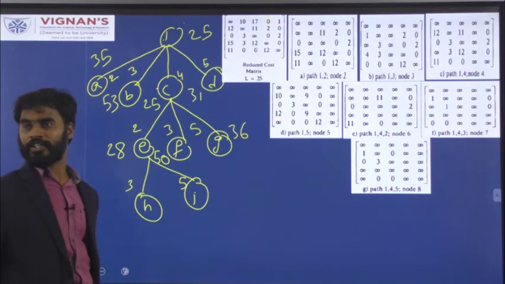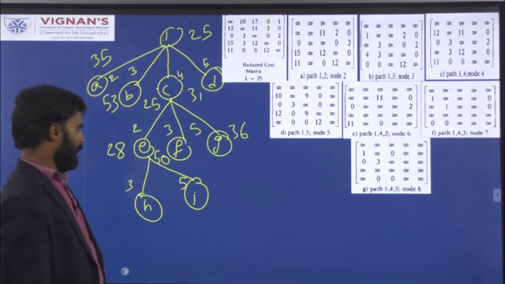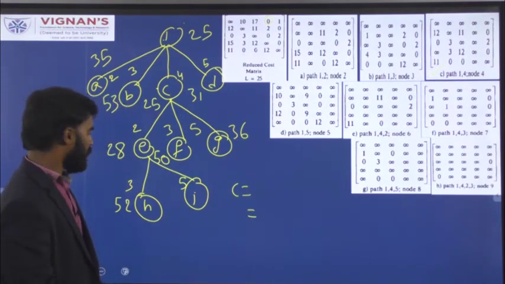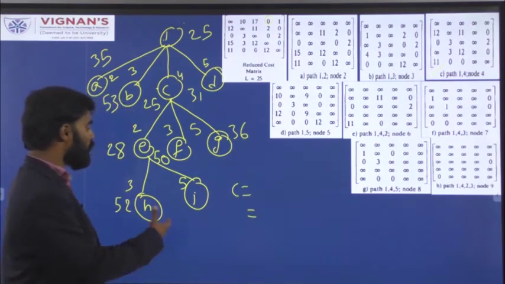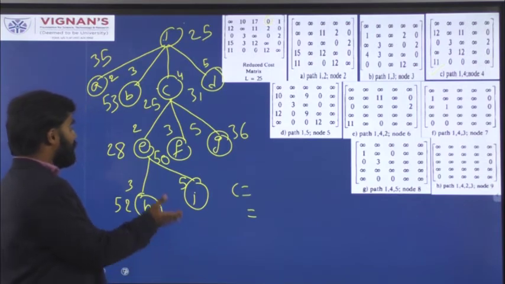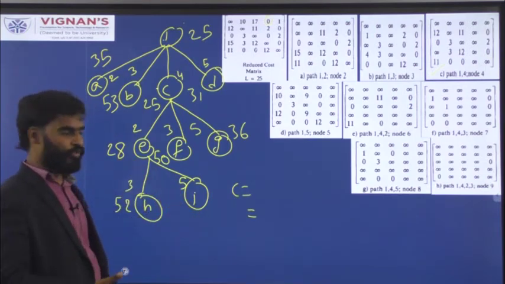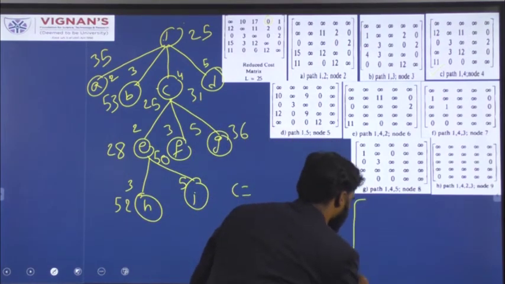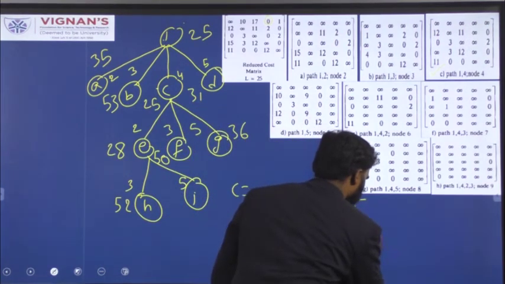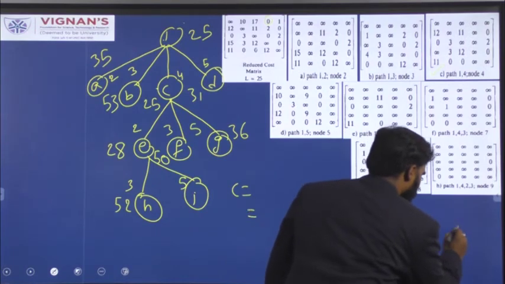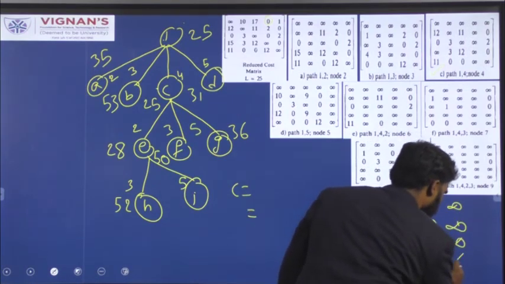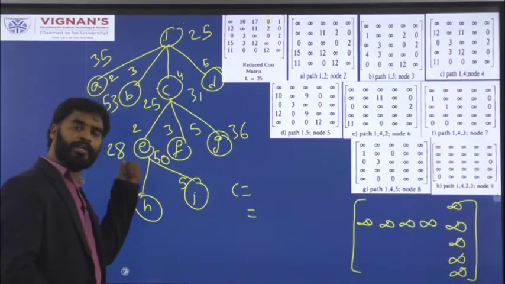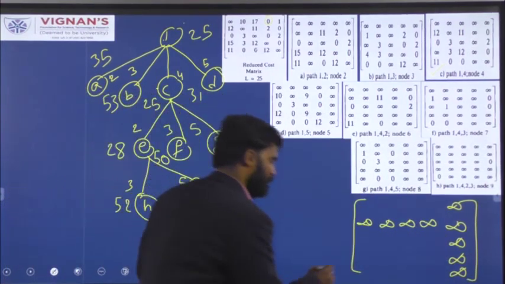Now let's find out the cost for H and I. Let's do this for node I. When I say node I, it represents a path from 2 to 5. So when I say 2 to 5, you have to make second row and fifth column as infinity, as well as the distance from 5 to root as infinity.